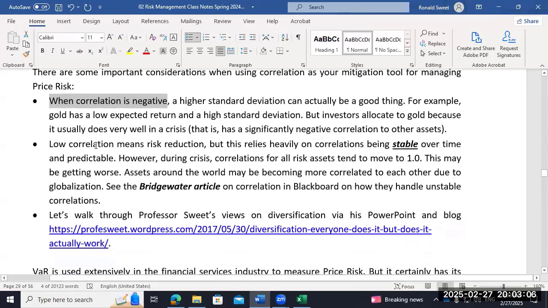When correlation is negative, you actually want more risk, because that means it tends to be going the opposite direction of everything else. So when everything else is going down, you want this thing going crazy up. So gold is the thing we usually talk about, but not just gold. There's another asset class. What asset class really killed it in 2008? Where would you want to be in 2008? Long-term treasuries, up 60%.